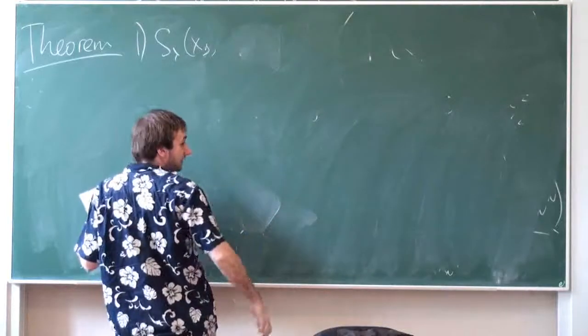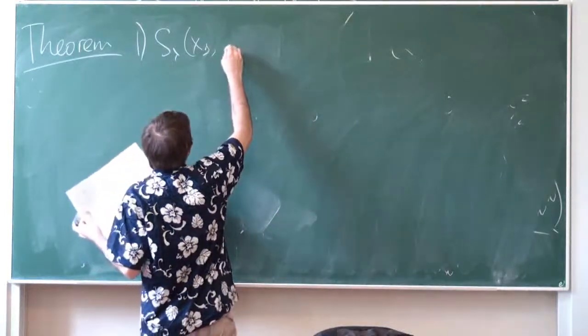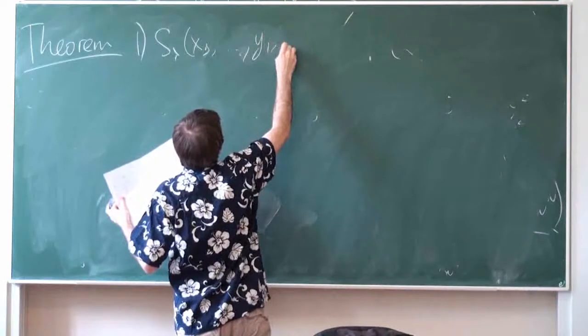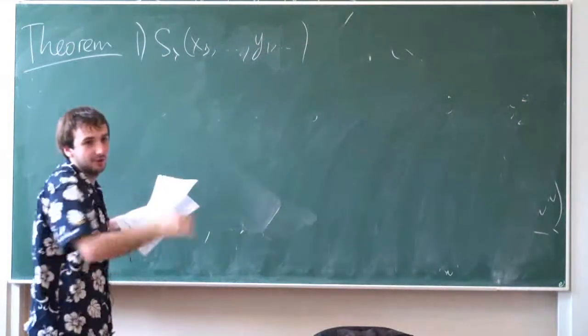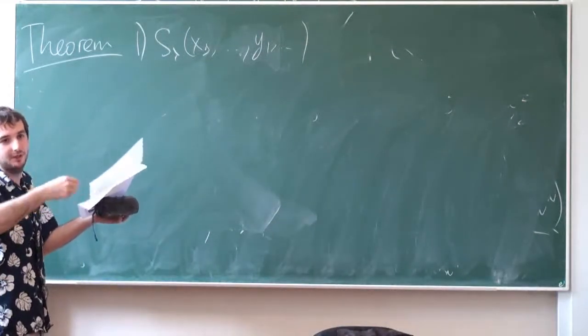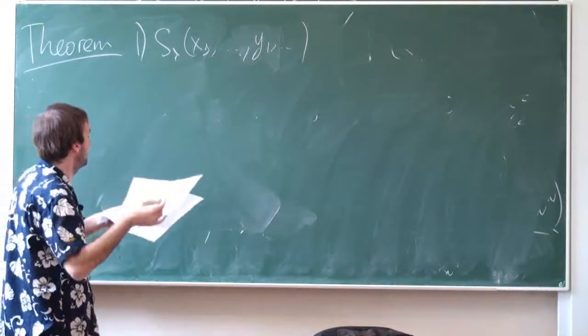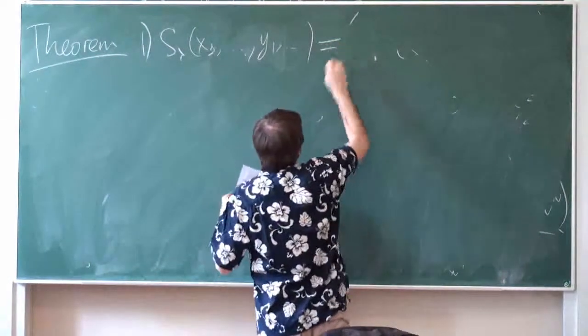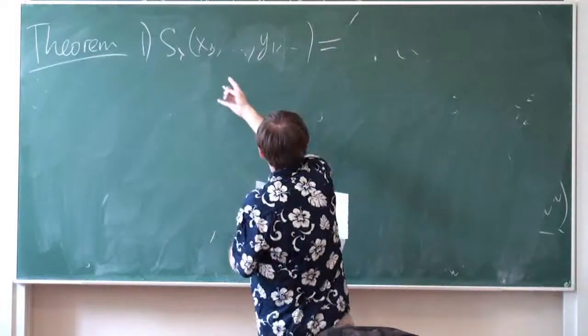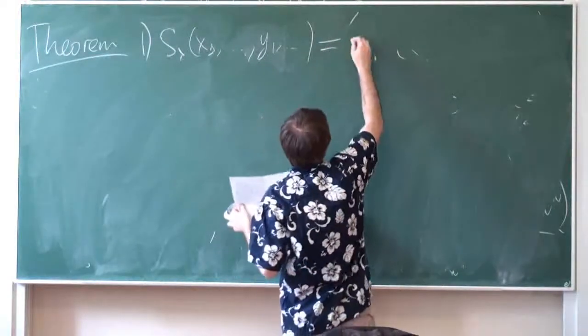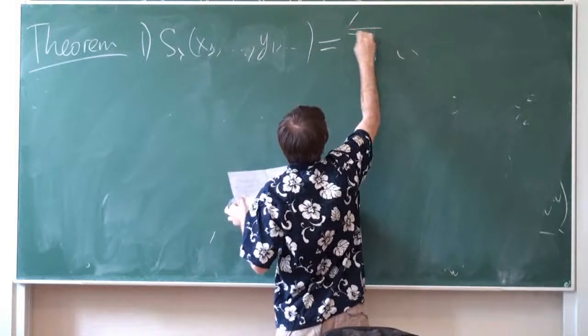So suppose that we have two sets of variables, x's and y's, and we substitute all of them. Since we have infinitely many variables, we can always say that half of them is called x's, half of them is called y's. Then we extend it as a symmetric polynomial separately in one set of variables and another set of variables. And then we have the following formula.